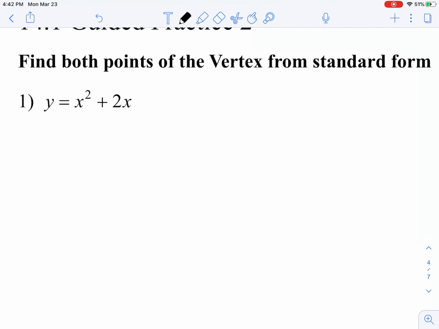All right, part 2 of 14.1. In the first part, we looked at finding the first point of the vertex. In part 2, we're going to find both points in the vertex.